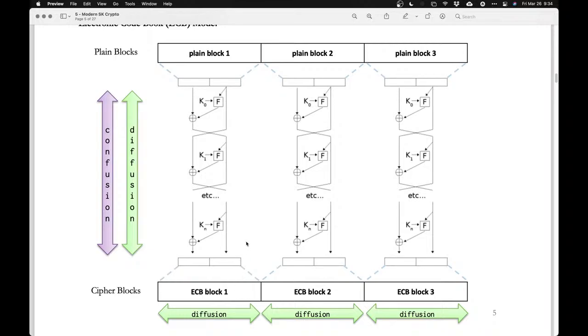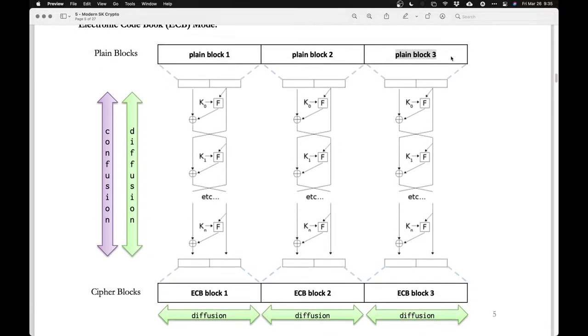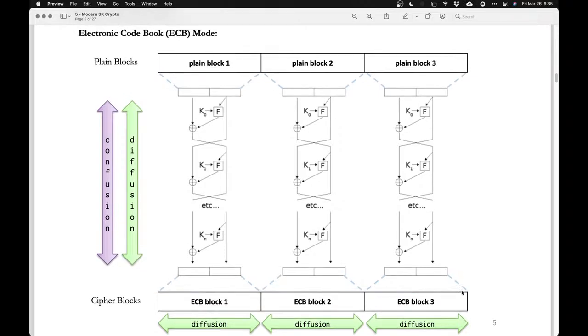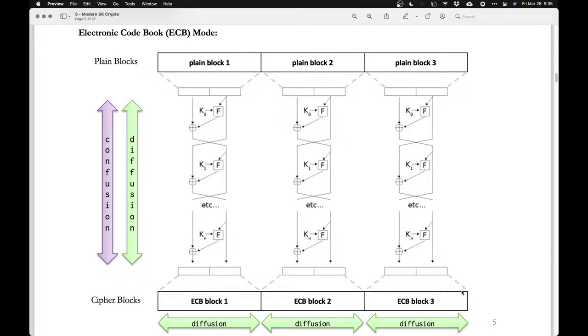Okay. Imagine for a moment that plain block 1 was exactly the same information as plain block 3. Just imagine that for a moment, okay? Block number 1 of your plain text and block number 3 were exactly the same bits and bytes. What would happen? ECB block 1 would be the same as ECB block 3, okay? So that's a downside of this kind of block ciphering technique.